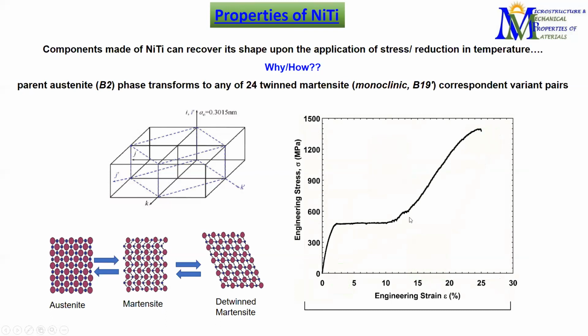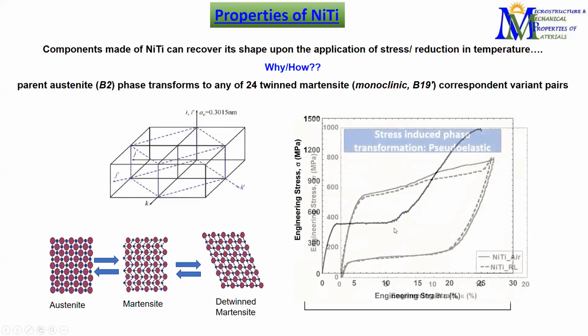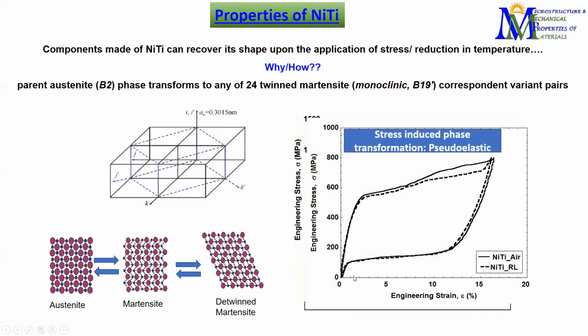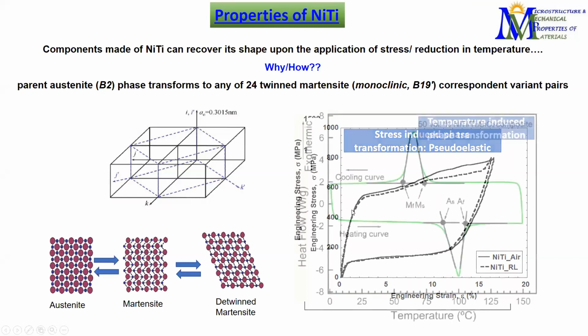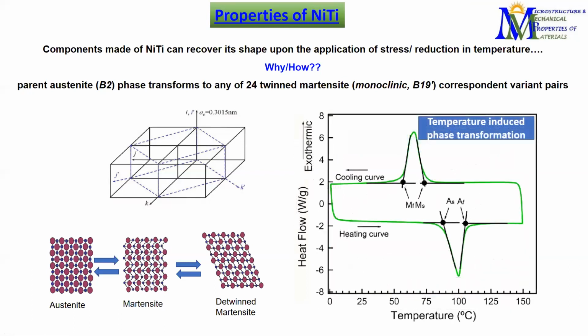And if we do the stress strain curve, we see a curve like this. So this entire plateau strain and this elastic strain can be completely recovered, as you can see here. A strain of around 10 to 15% can be completely recovered, whereas in normal metallic materials, the strain that can be recovered is often less than 1%. So that makes us interested in this alloy.